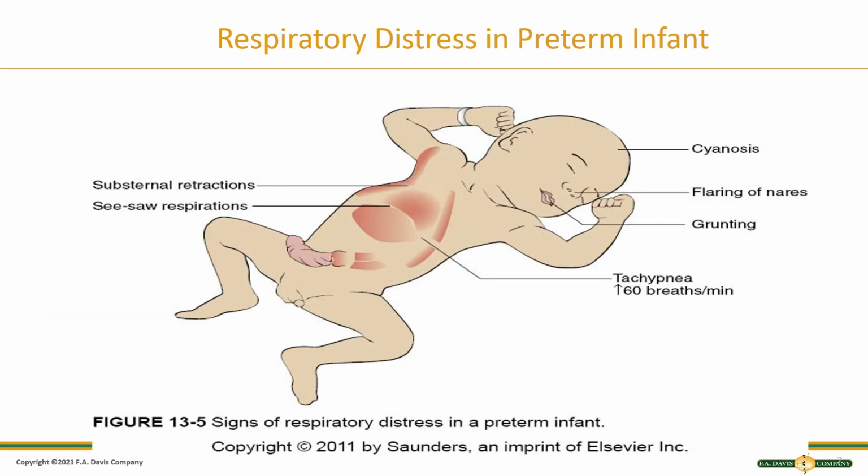Here is a description of what you are looking for when you see respiratory distress. The tachypnea, the respirations are greater than 60. The dyspnea, the grunting, the flaring of the nares, the cyanosis, the retractions. All that goes hand in hand with RDS.